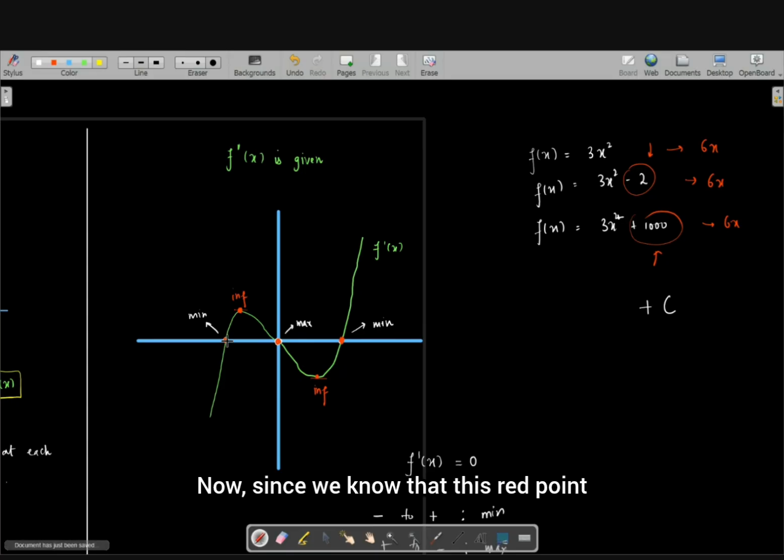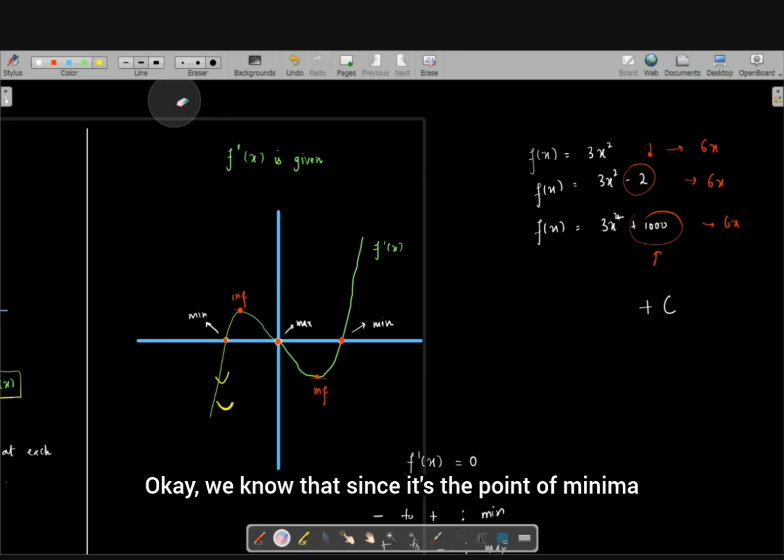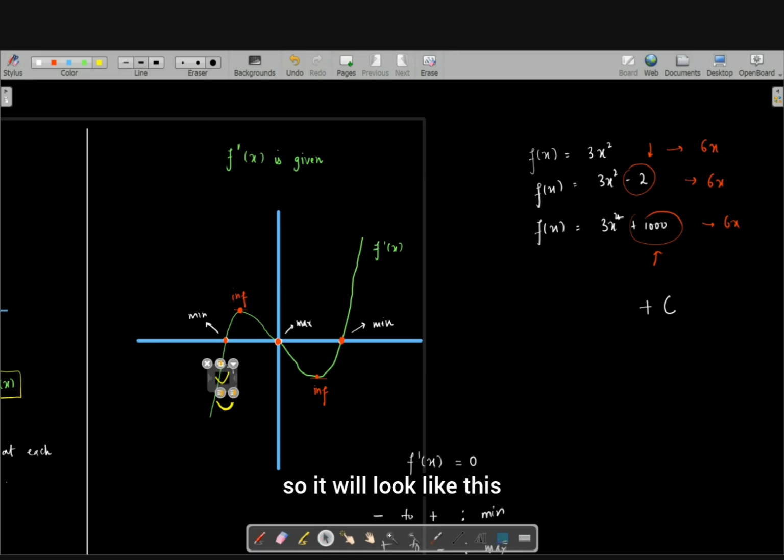Now, since we know that this red point is a point of minima, here we can draw the minima. When it's a point of minima, it will be kind of like this. It's not necessary that it should be here. You can draw it here as well, or here. We don't know its position because of plus c. We don't know what the value of c will be. You can draw it anywhere. But we know that since it's the point of minima, it will look like this.